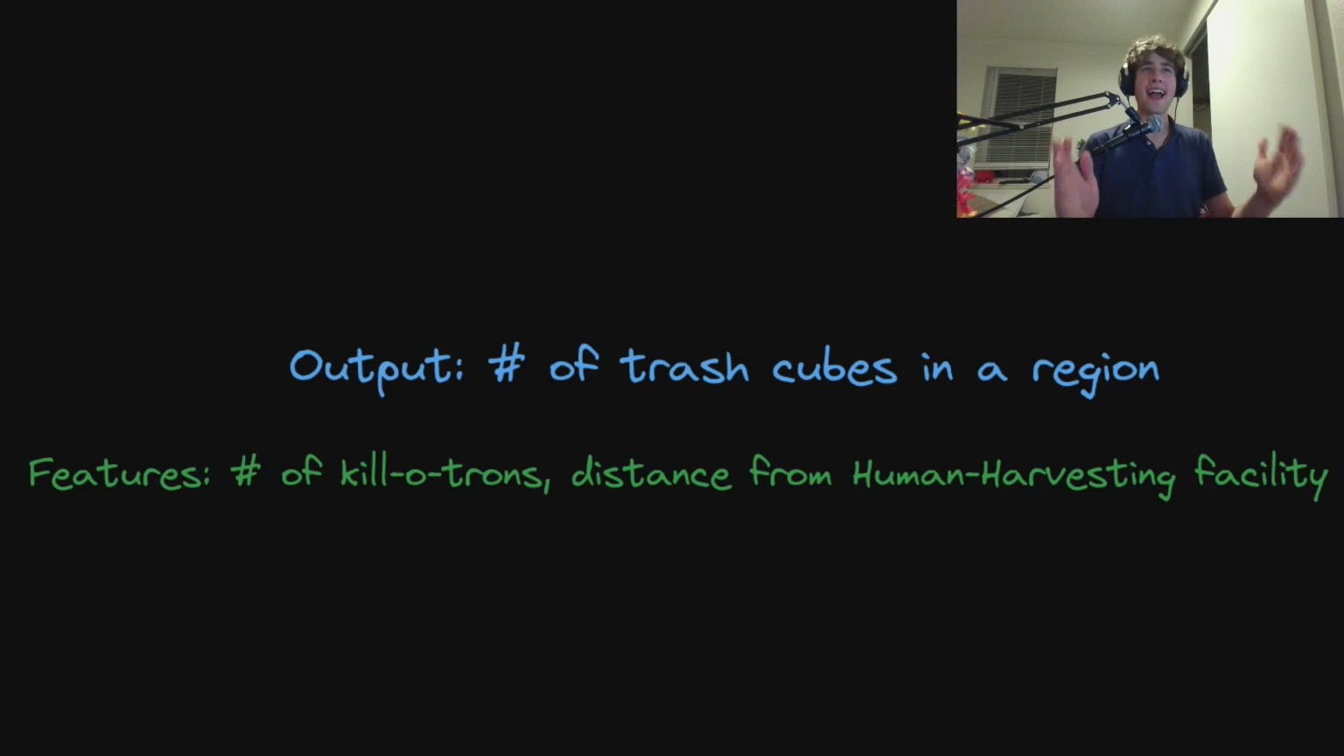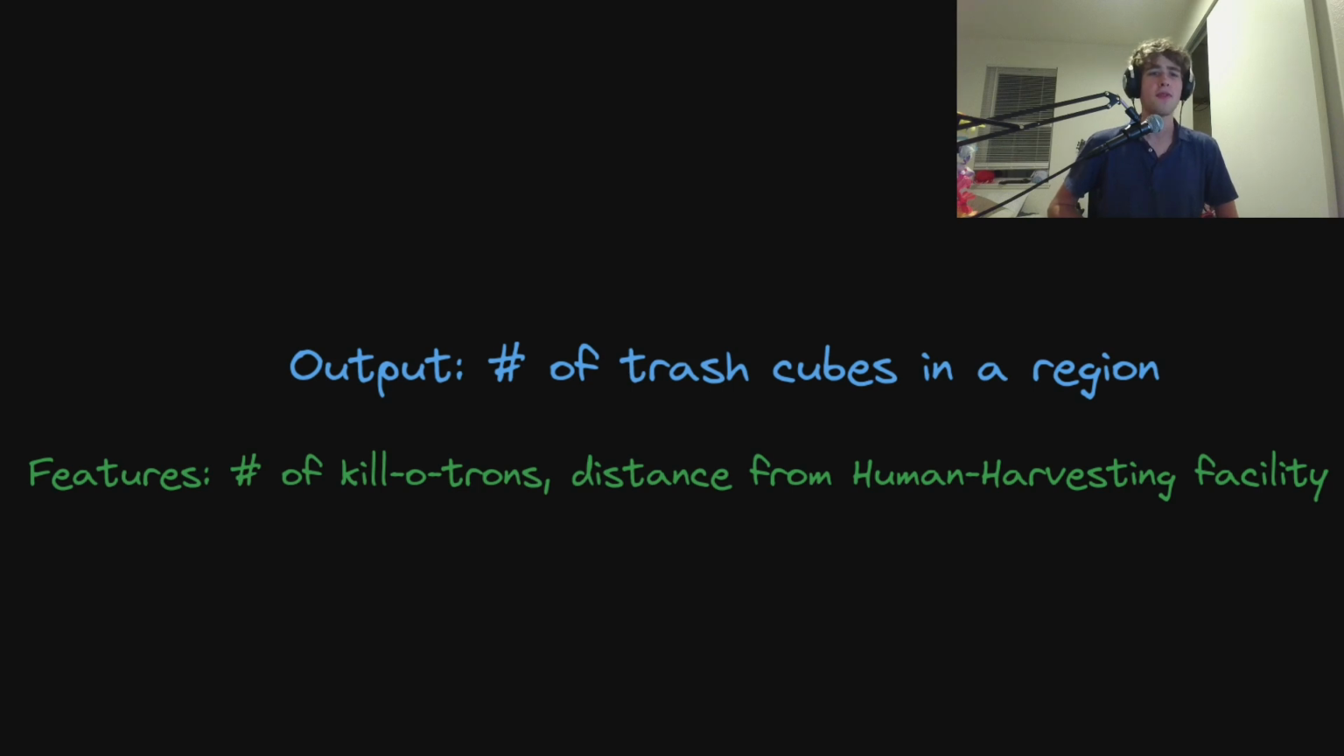And when do we actually use linear regression? Well, we need linear, all numerical predictions, right? So an example would be, let's say after the singularity has emerged, most humans are completely eliminated. We want to predict the number of trash cubes that I can scavenge to use as currency in a given region. Well, this might depend on several features. For example, the number of kilotrons patrolling the area for humans, and of course the distance from the human harvesting facility. They'll be using us like batteries, just like in the Matrix.